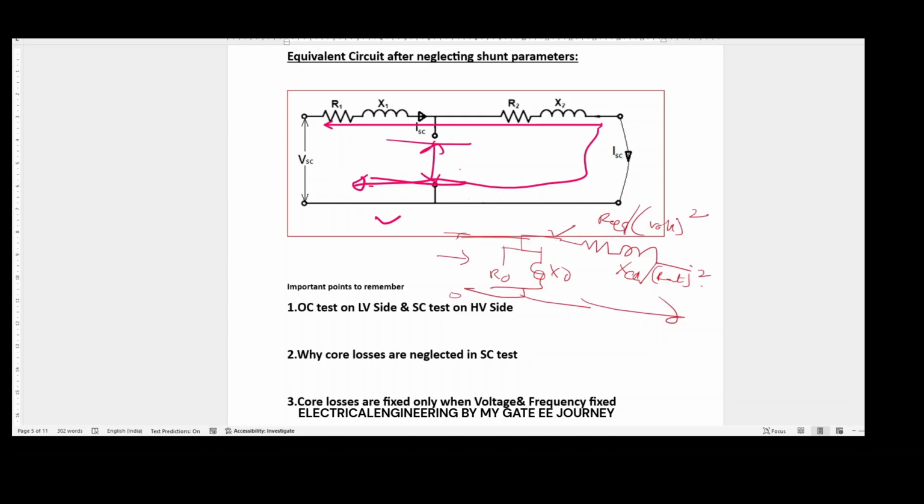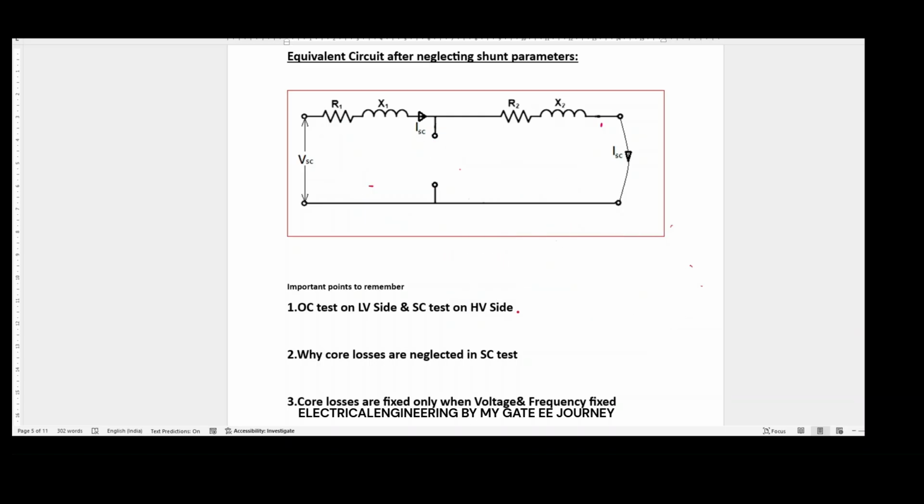Our key takeaways that may be asked in GATE are the OC test and the SC test, and on which side we do the OC and SC test. We have to answer like this: OC test on LV side, SC test on HV side. OC test because of non-availability of that much voltage source. SC test because of power supply current rating requirement.